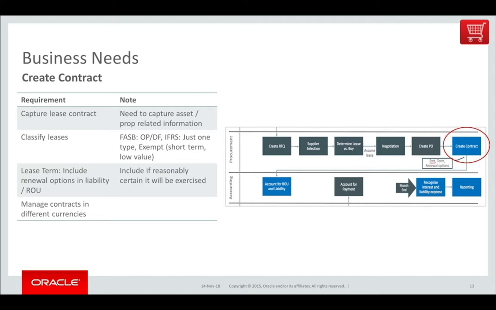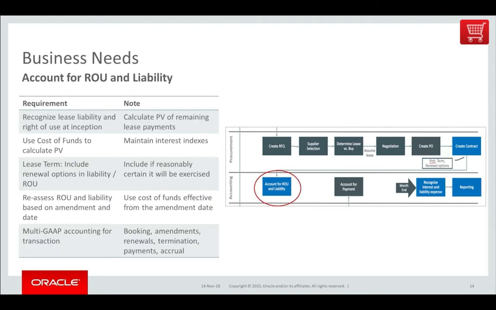Another important piece is your renewal options. So if you have maybe a 10-year lease with two 5-year renewal options, if you're reasonably certain you'll execute on those options, then you have to include those in your amortizations and your PV calculations as well. So that's another key piece of creating a contract. And obviously currencies, handling these contracts in different currencies and knowing what currency it is and reporting on it.